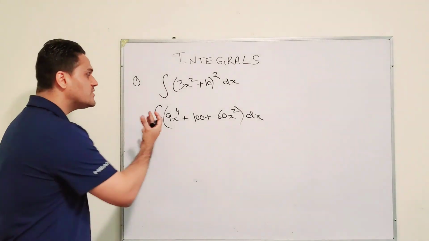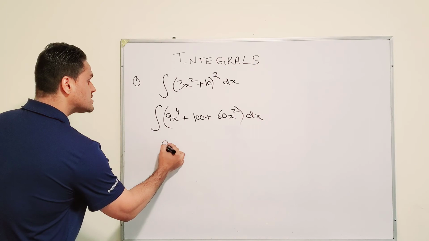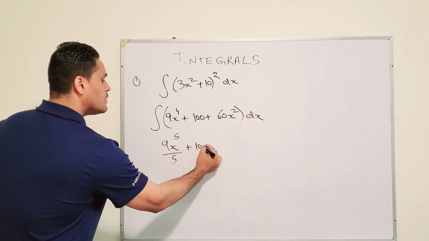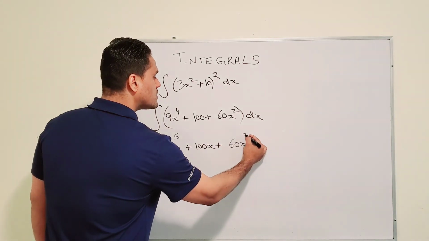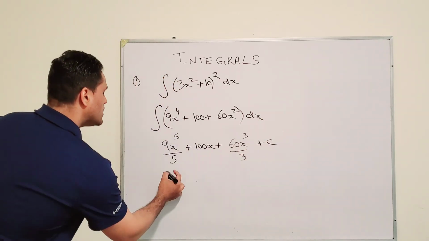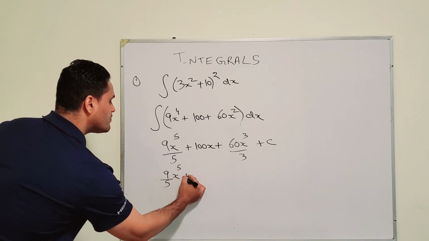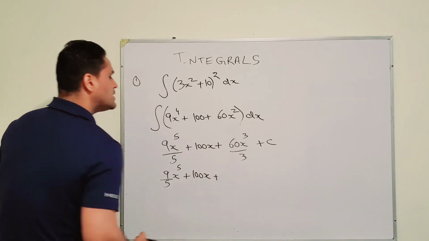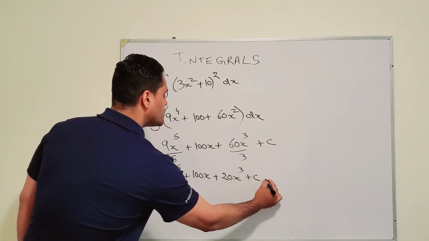And now we have really simple terms, and it's going to be very easy to get the integral for those. So that's just going to be 9x to the power 5 divided by 5 plus 100x plus 60x to the power 3 divided by 3 plus c. Okay? We can rewrite this as 9 over 5 x to the power 5 plus 100x plus 20 x to the power 3 plus c.